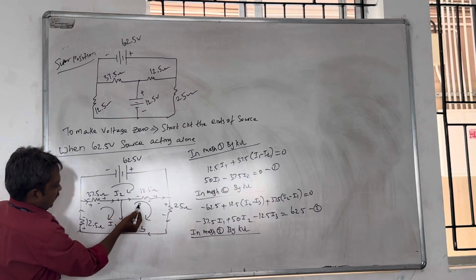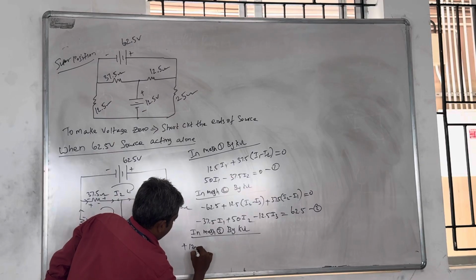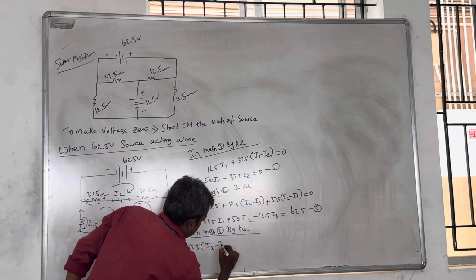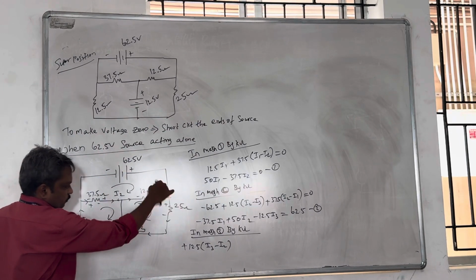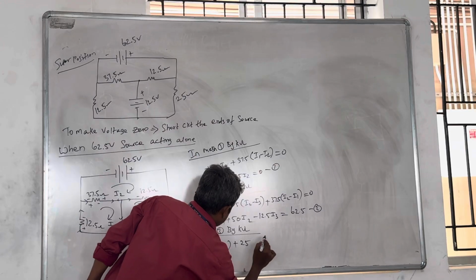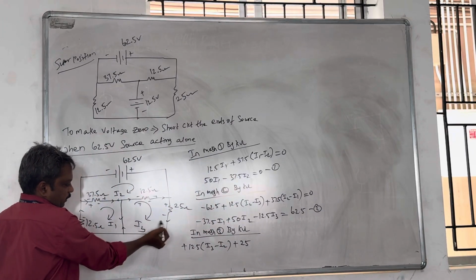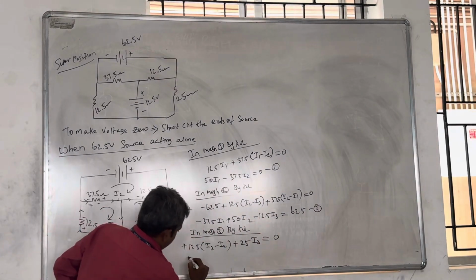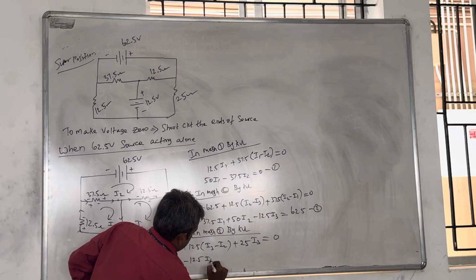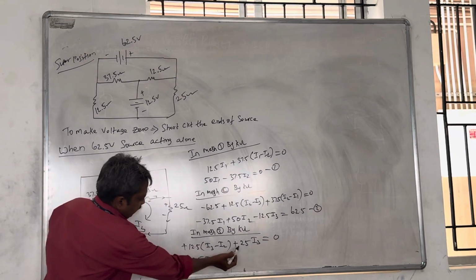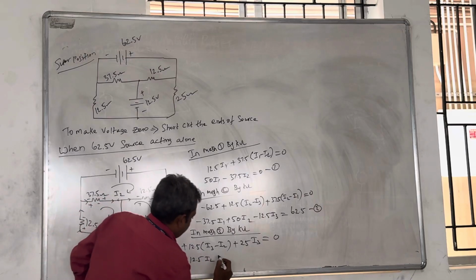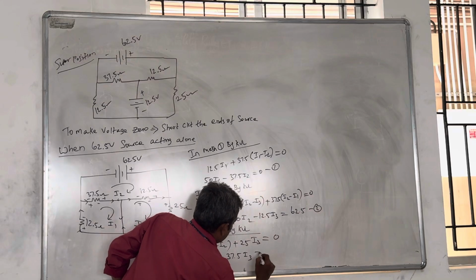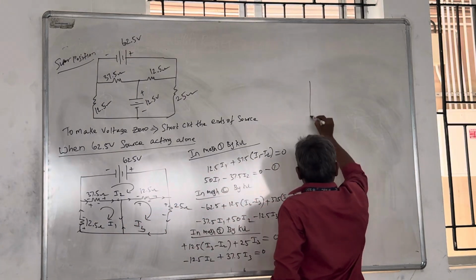You consolidate plus 12.5. This is common for I3 as well as I2. Come to 25 ohms, plus 25. Only one current is flowing here. What is that? I3 equal to 0, minus 12.5 I2. I3, 25 plus 12.5, how much? 37.5 I3 equal to 0. Now you write it as a matrix.